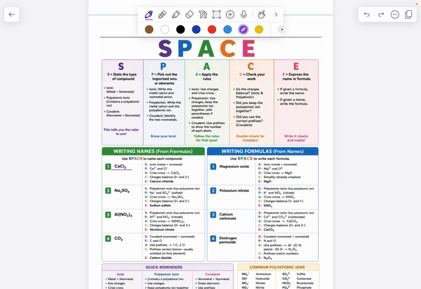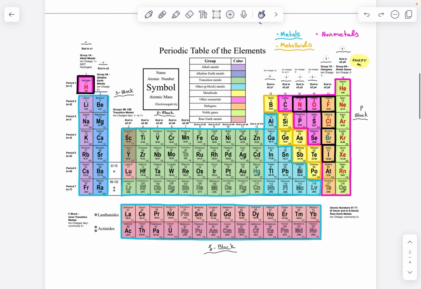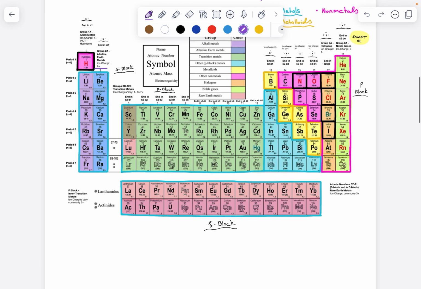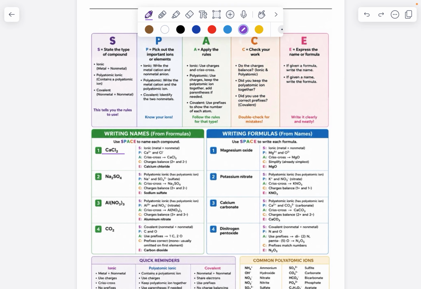What type of compound is this? Let's look here. We have a Ca, and then we have a Cl. So we have calcium, and we have chlorine. Let's go up here. Our Ca, that's our metal. And then we have chlorine, right? That's going to be our non-metal. So what is this? Metal and non-metal? That's going to be ionic. So, okay, we've identified that's ionic.